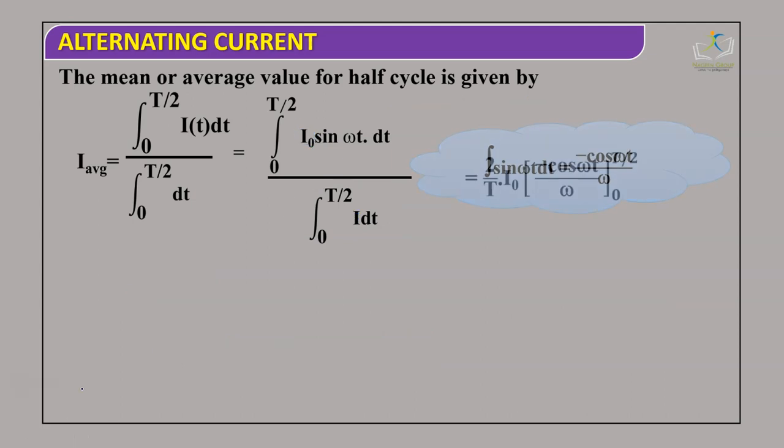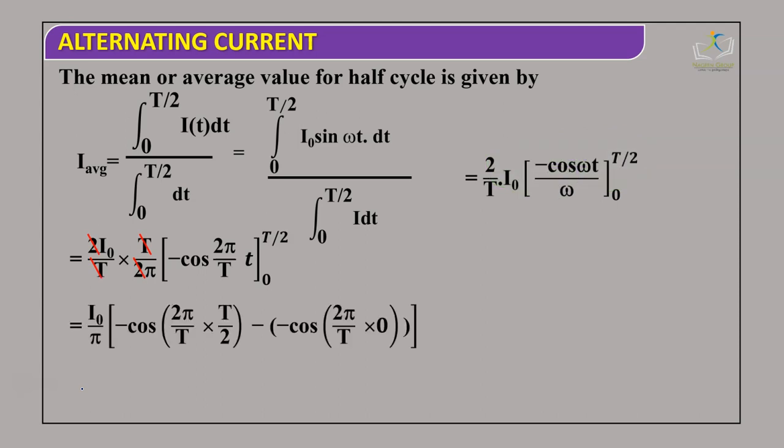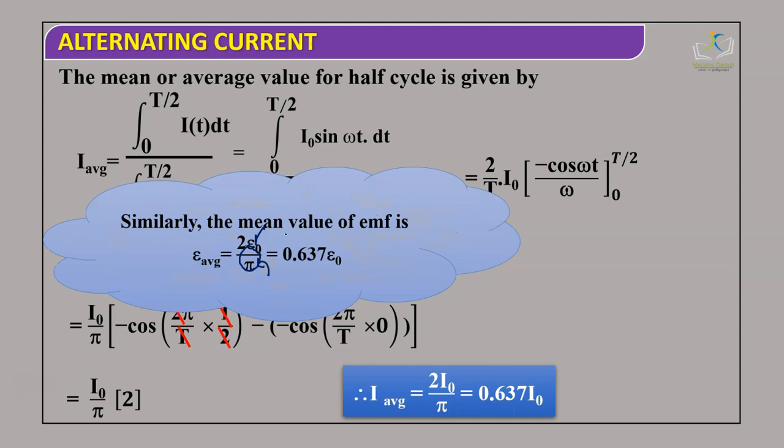After this, we know that omega equals 2 pi by T. We put this value in, the 2 cancels out and similarly T cancels out. The result we get is I naught by pi times minus cos omega t. We put the upper limit T by 2 in place of small t, then the lower limit with the minus sign. After putting all these values, cos pi equals minus 1 and cos 0 equals plus 1, so the result is I average equals 2 I naught by pi. This is the average value of a current, which we calculated earlier.